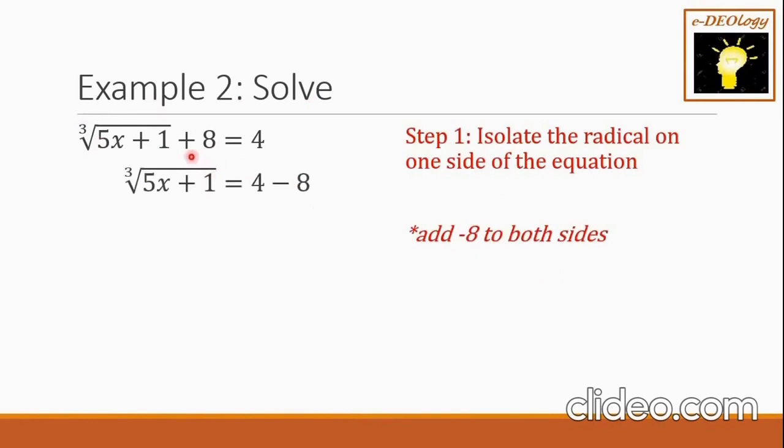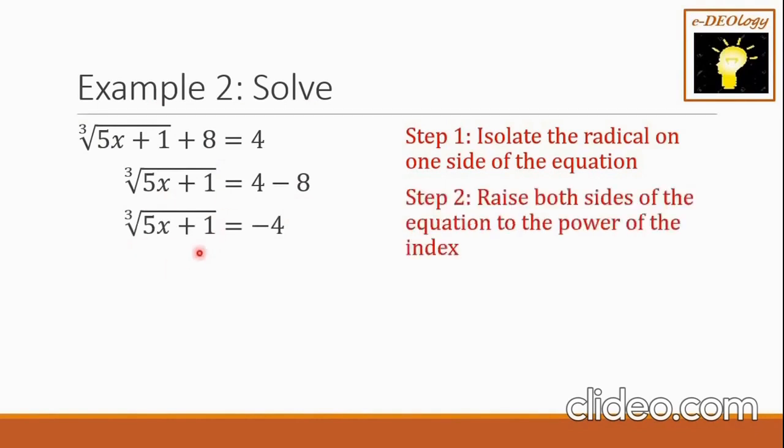In effect, the positive 8 on the left side of the equation will be deleted, and on the right side, the negative 8 is reflected. So let us simplify this into negative 4. Now we are able to isolate our big radical on the left side. We'll go now to our step 2 to raise both sides of the equation to the power of the index.